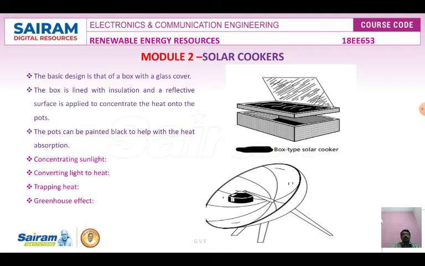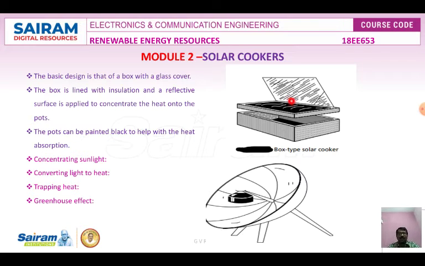Solar cooking is a technology that has been given a lot of attention in recent years for developing countries. The basic design is a box with colored boxes covered with a glass cover. Various types of cookers are there, and those cookers harness solar energy for cooking. One is the box type cooker, second is the dish type cooker, then the community solar cooker and the advanced solar cooker.